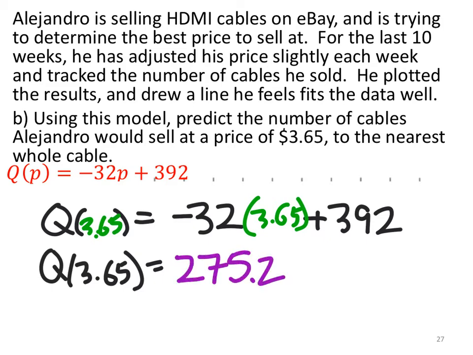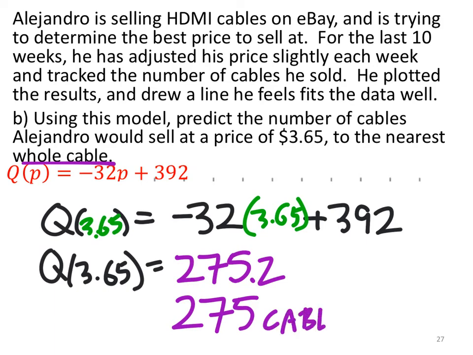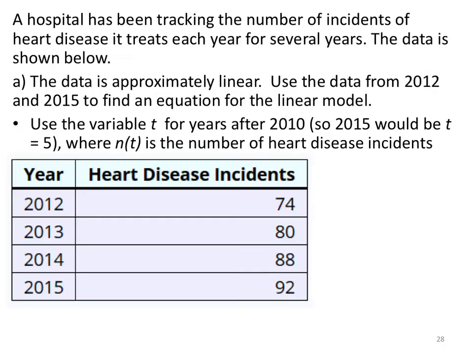275.2. Now this is not labeled in dollars, right? The 3.65 is dollars. So this is actually cables, but it did say to round to the nearest whole cable, so we'll just make it an even 275 cables if his price was $3.65.